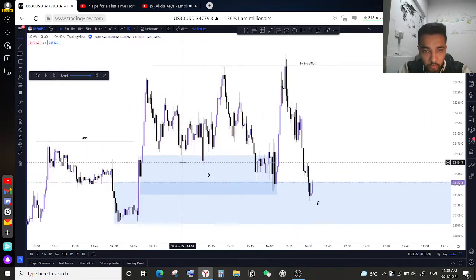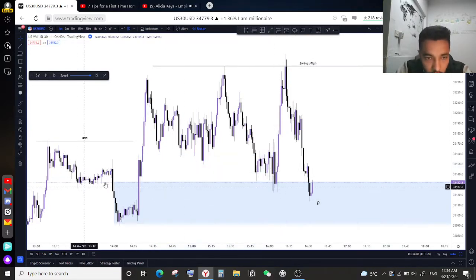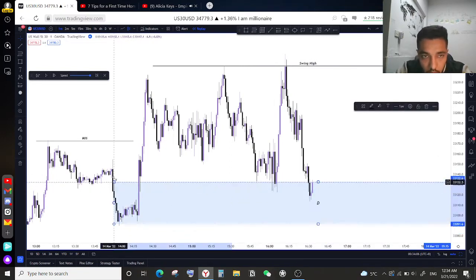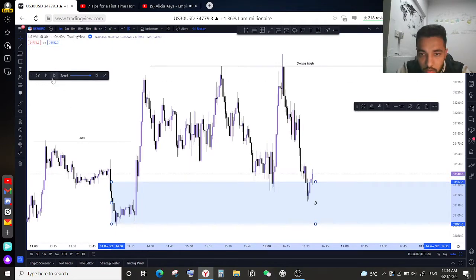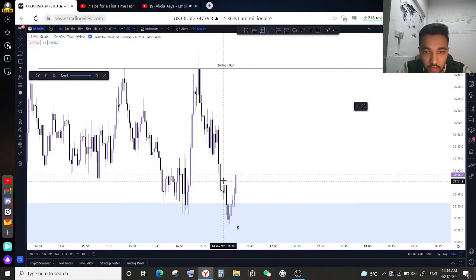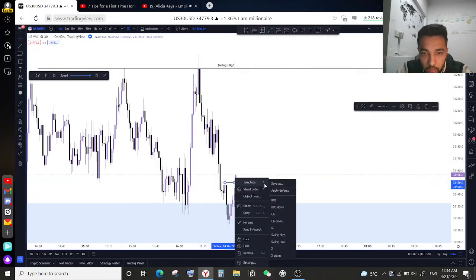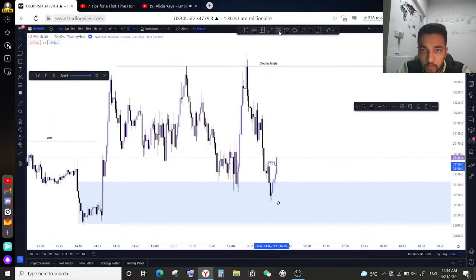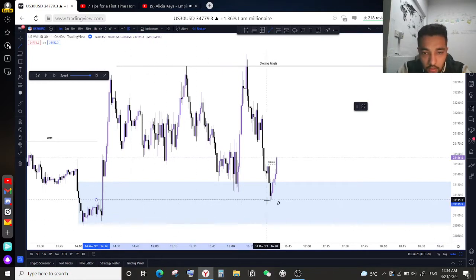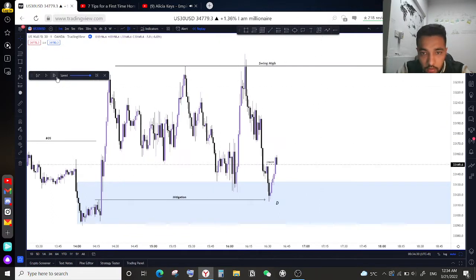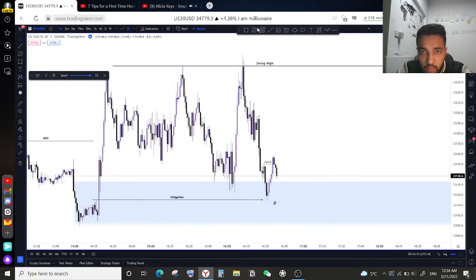Okay, so now we came to this demand zone. Let's see what it does. Okay, so now we got our beautiful shock to the upside, guys. Can you guys see that? I hope you can see that. We got our shock to the upside, and this is London open, and we got a demand zone right there as well. We got the mitigation there. Okay, now it starts to come down.